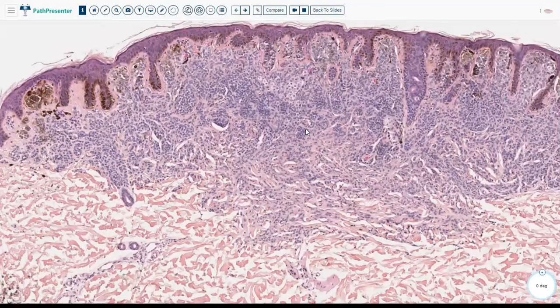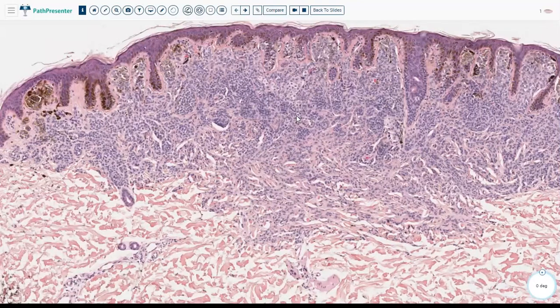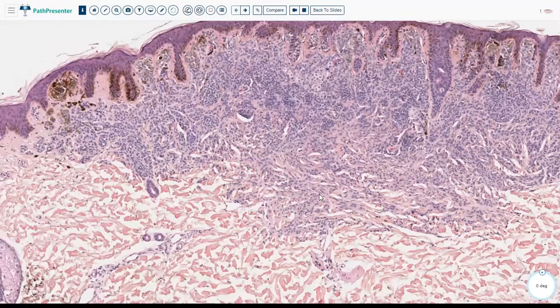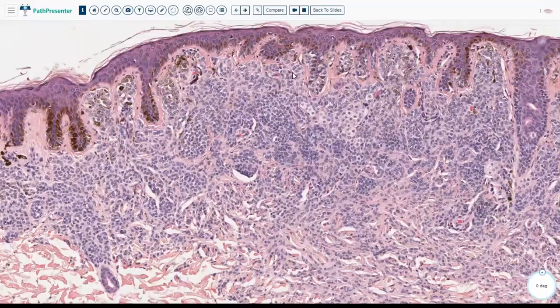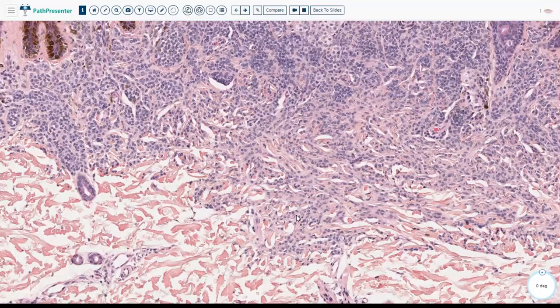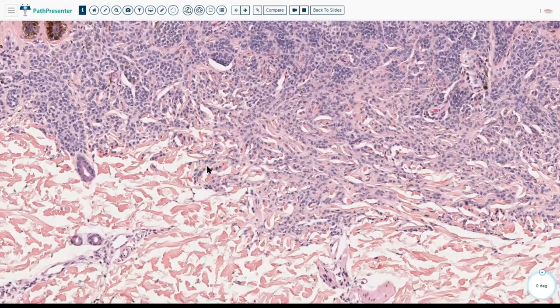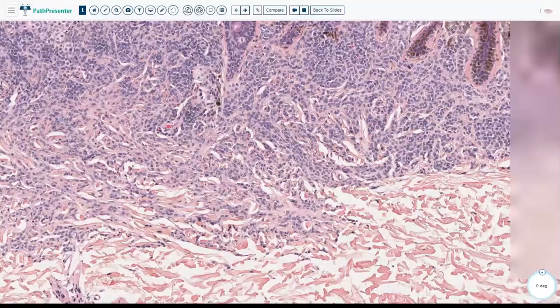Another important feature that we see here is the nesting. When the nesting is mostly on the top of the lesion and minimally in the bottom of the lesion, this tells you that this is a benign lesion as well. So we can see here, all the nests are mostly in the upper dermis and the junction. And in the dermis, when you go deeper, there's hardly any, if any, nests.